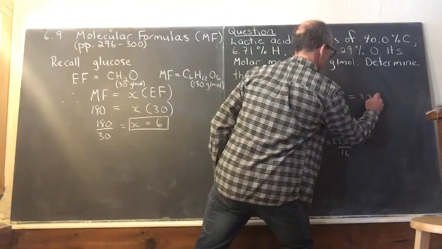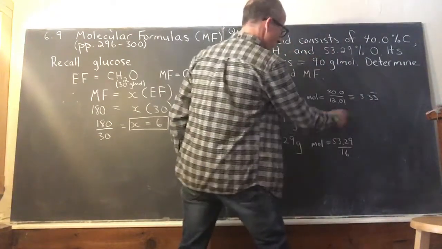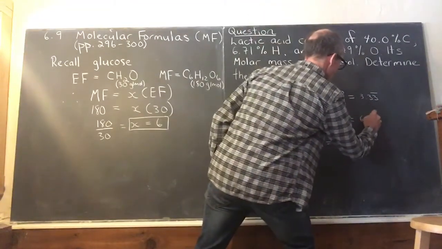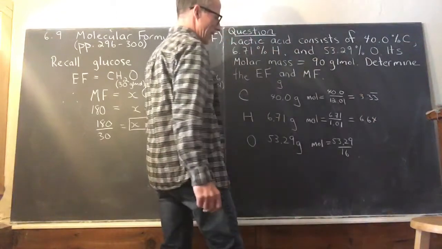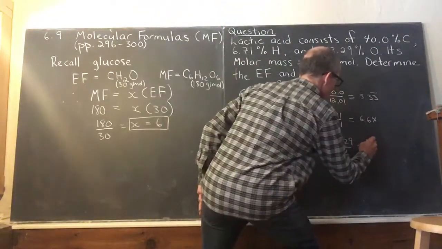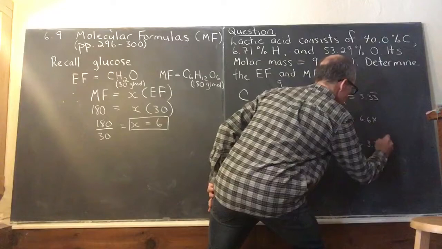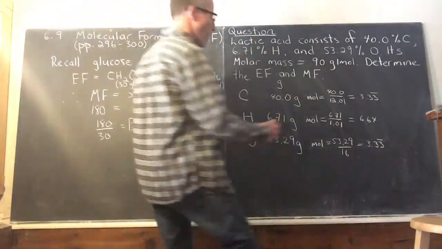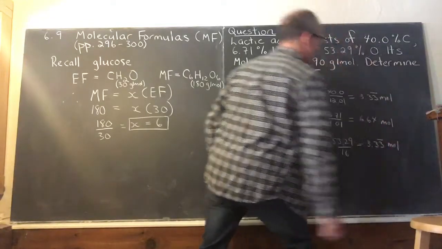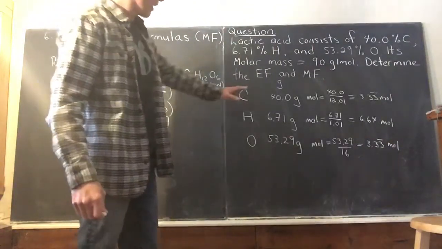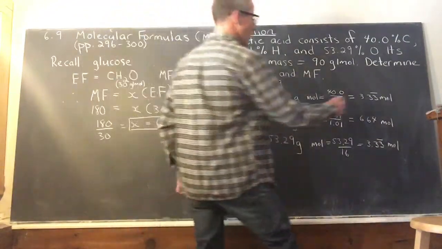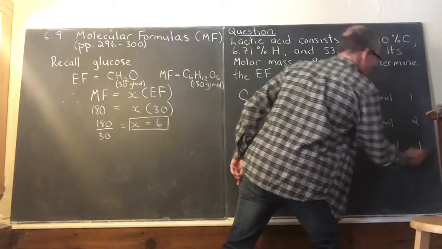Now, if we quickly go through our math, we can easily see that the carbon number ends up being about 3.33 repeating. 6.71 over 1.01 is about 6.64 moles. And the bottom number for the oxygen ends up being about the same as the carbon. You can check on your own, it ends up being about 3.33 moles. Of course, these are all moles, and it isn't too hard to see what's happening here. Clearly, the carbon and oxygen represent half as many moles as the hydrogen, so if we multiply to a whole, we get a ratio of 1 to 2 to 1.